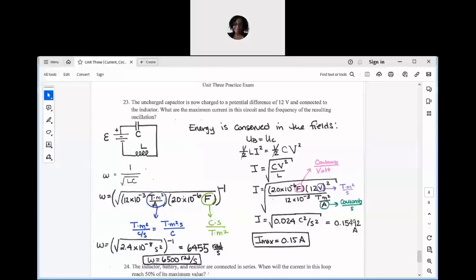So I can plug and chug at this point. I have the units of inductance. That's Tesla meter squared per amp, which is the same as 1 Henry. And I've broken down the farad into Coulomb seconds over Tesla meter squared.